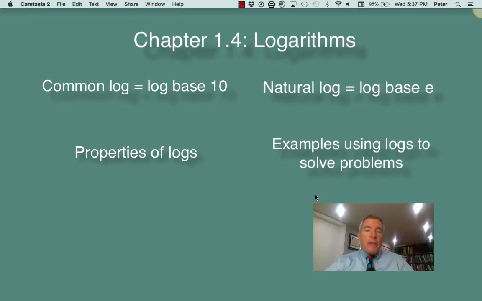And then the last example we'll look at is a problem where it's dealing with an exponential decay problem and how logarithms help us to solve those very familiar problems that we had in the exponential form.